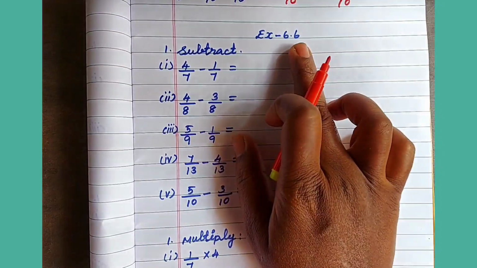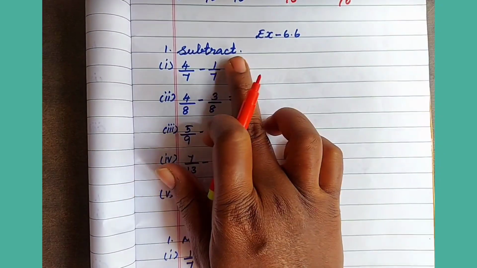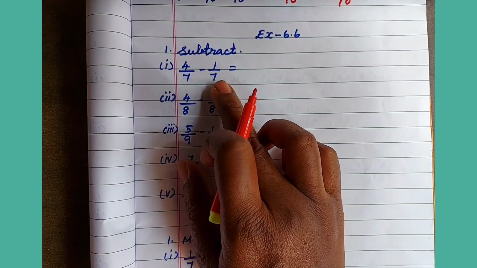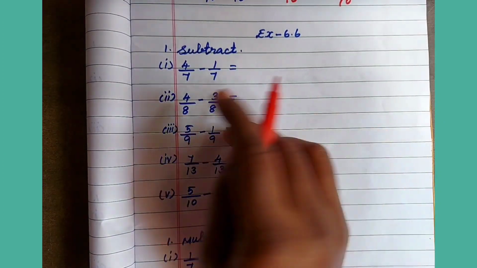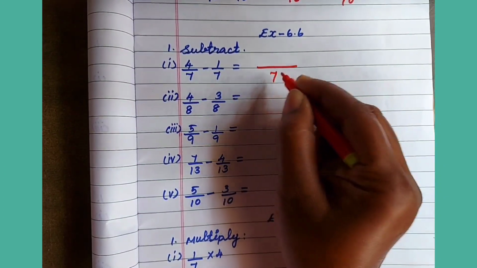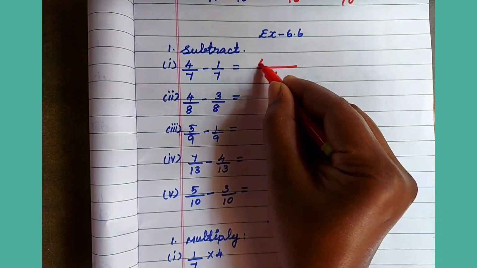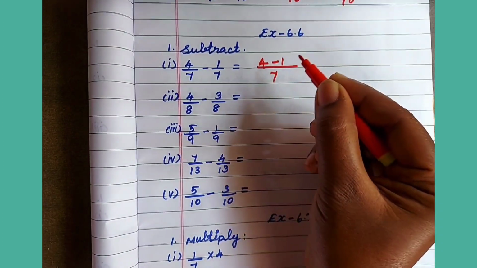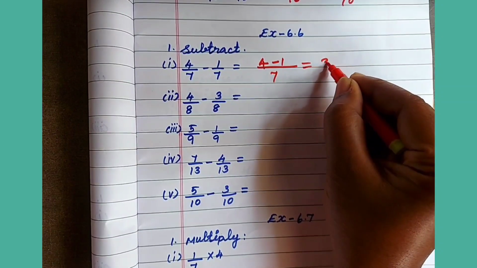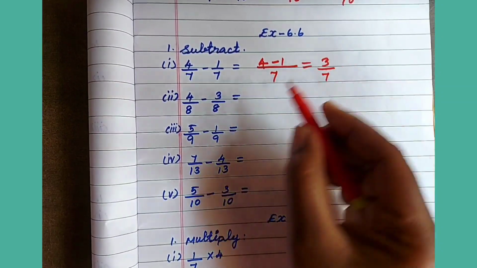Next, exercise 6.6, subtraction sums. First one, 4 by 7 minus 1 by 7. As in addition, we use the same method, and the same denominator is here. So we write the same denominator value 7. 4 minus 1 is the numerator value. So 4 minus 1 gets 3 divided by 7 is the answer.